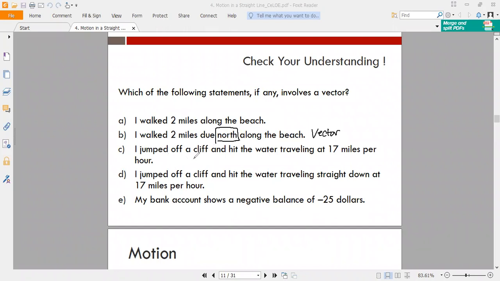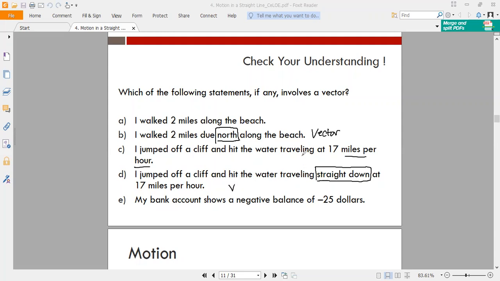I jump off a cliff and hit the water, traveling at 70 miles per hour. This is the velocity actually, but because there is no direction, it's still scalar. And in the next statement, we have the words straight down. That means this is the direction of the velocity, so this is a vector.